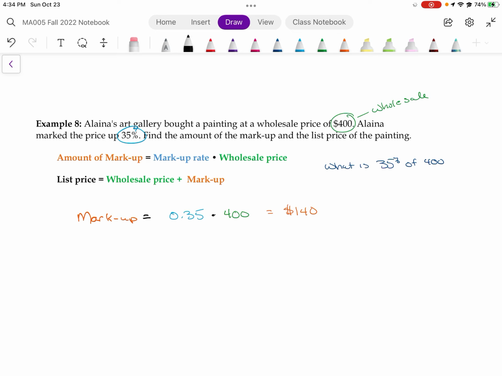So now what is the list price? The list price is going to be the original price, which was $400, plus the markup, which is $140. And we get a total of $540, and that's the price that will be on it in the store.